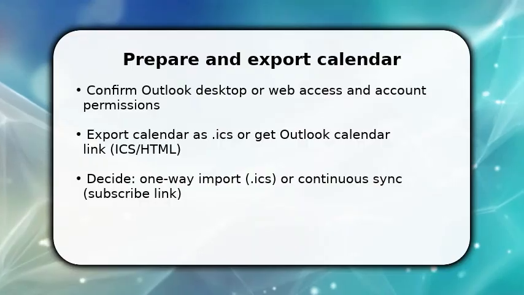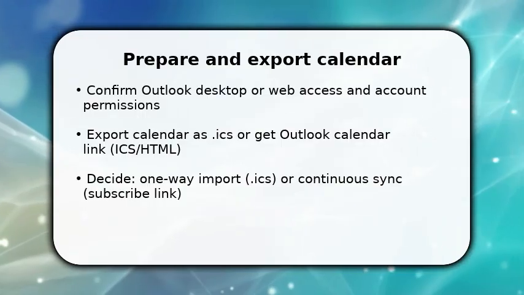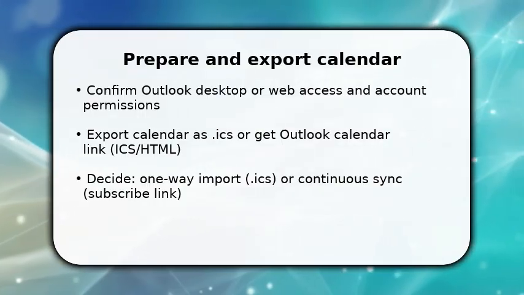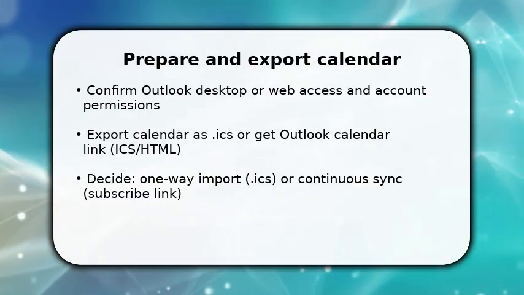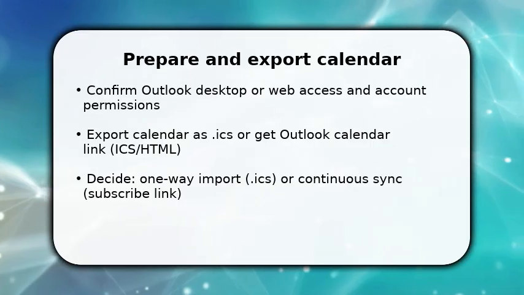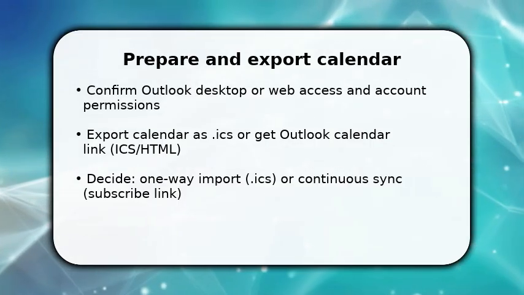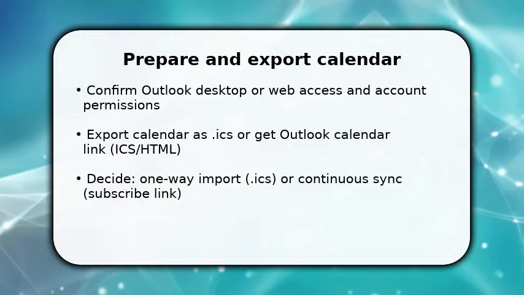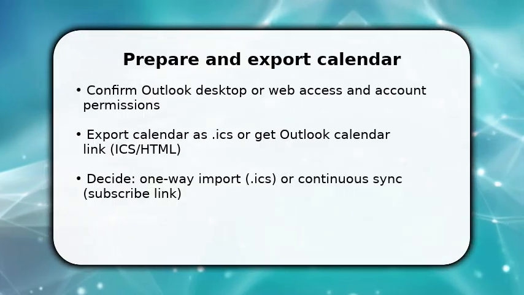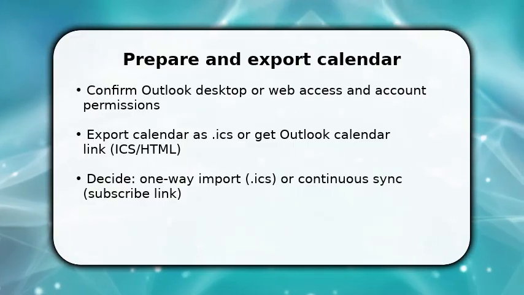You start by ensuring you can access the Outlook calendar you want to move. Make sure you have permission to export or share it. Once ready, export the calendar as an ICS file from Outlook Desktop or copy the ICS subscription link from Outlook Web. Choose your method now: import a static ICS for a one-time copy, or get the subscription link if you want continuous updates. Doing this first avoids rework and clarifies the rest of the steps.